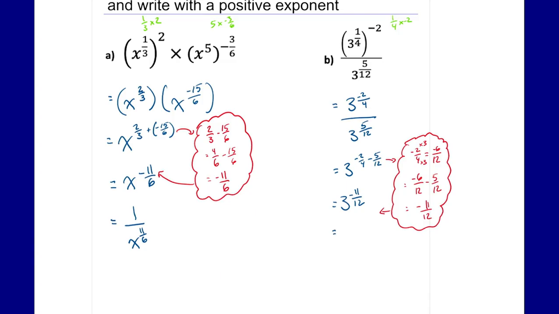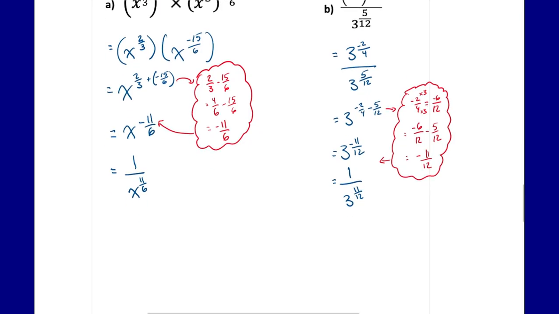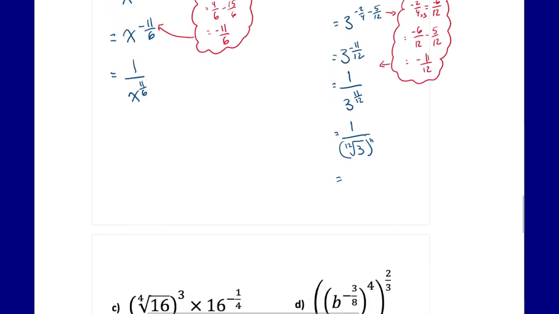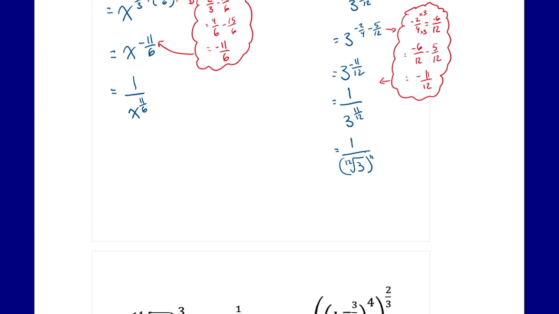So now I need to still write it as a positive exponent. So now I'm going to flip it over. So 1 over 3 to the power of 11 over 12. Right, we flip our base, make our exponent positive. And if I want to evaluate this, I could evaluate it as 3 to the power of 11 over 12, or I could write it as 1 over the 12th root of 3 to the power of 11. And this would roughly work out to, if I calculate this, 1 over 2.74 or 0.37.